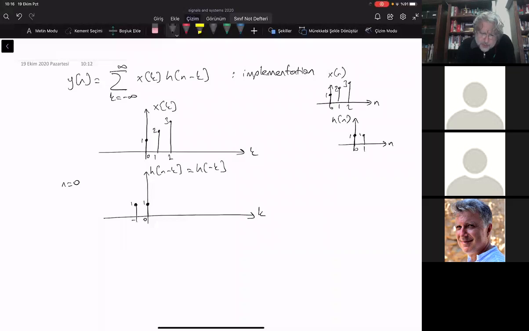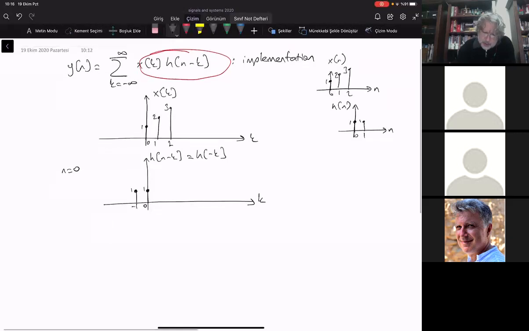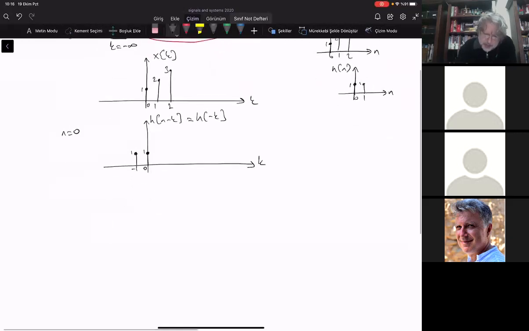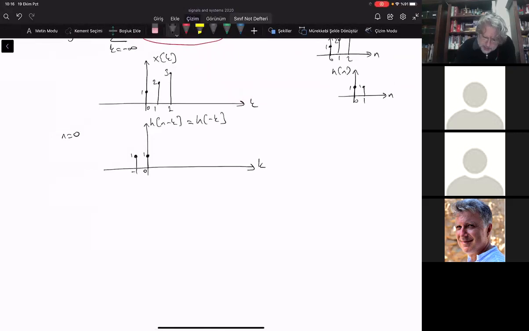In the convolution formula, I am multiplying x of k with h of n minus k. They are multiplied. So let's multiply these two signals, x of k and h of n minus k. Their multiplication will be here: x of k times h of 0 minus k. And it's going to be only this one.